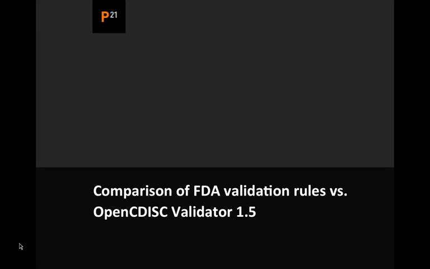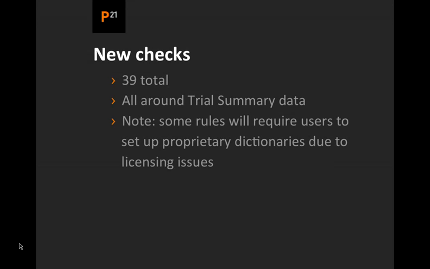The last part of this presentation is a comparison of FDA validation rules versus OpenCDISC Data 1.5. So 39 new checks were introduced in FDA business rules for SDTM data. All those new checks are around trial summary data. It's very important to understand that trial summary data is considered one of the key pieces of information in submission data by FDA.